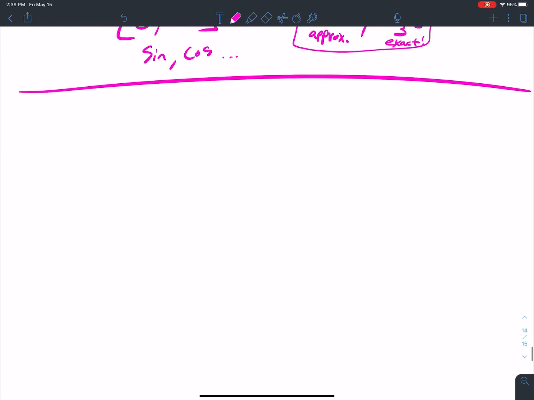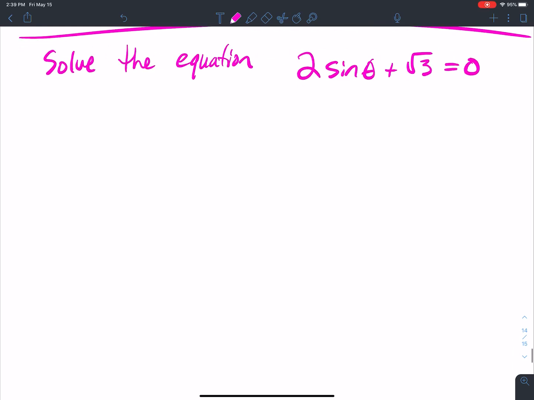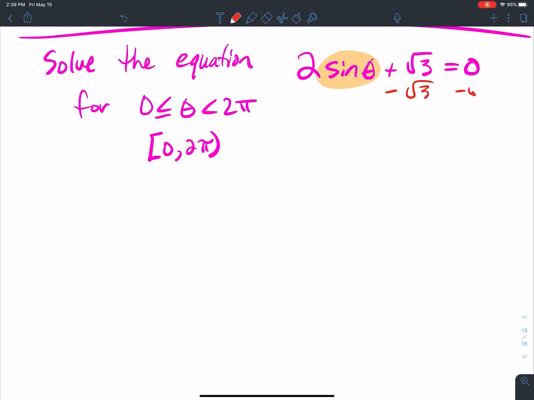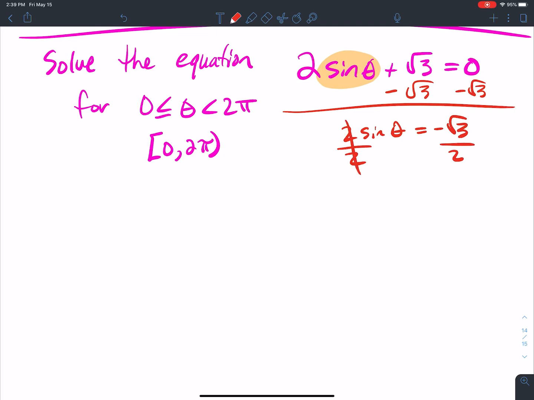I want to solve the equation 2 sine theta plus square root 3 equals 0 for theta between 0 and 2 pi. In interval notation, it looks like this. To do this, I try to get theta by itself. So I'm going to subtract square root 3 from both sides, and get 2 sine theta equals minus square root 3. Divide by 2, and I have the sine of theta is equal to negative square root 3 over 2.